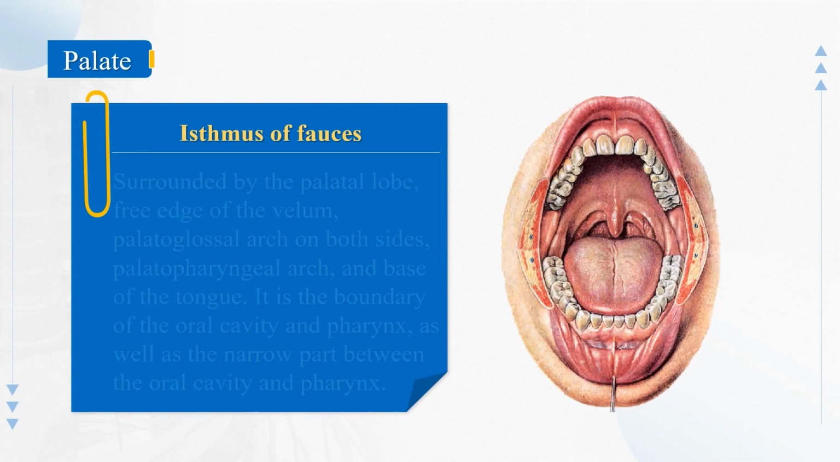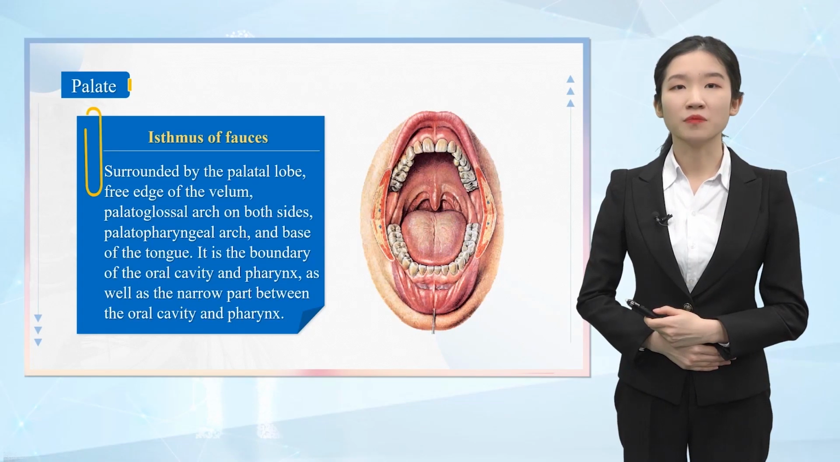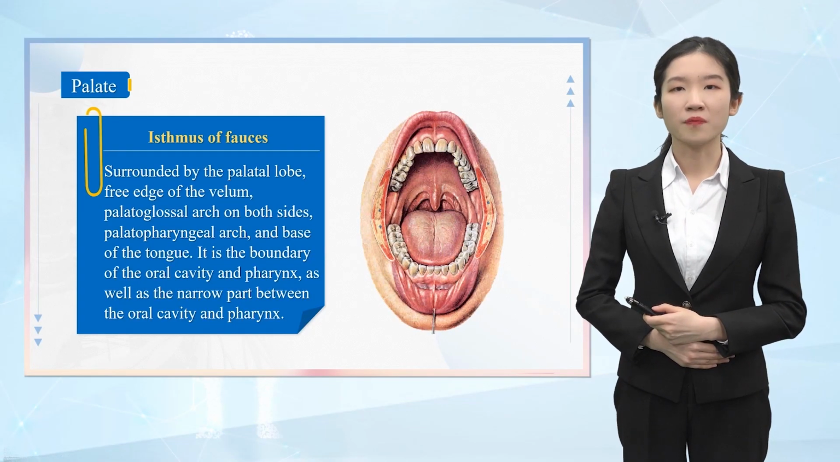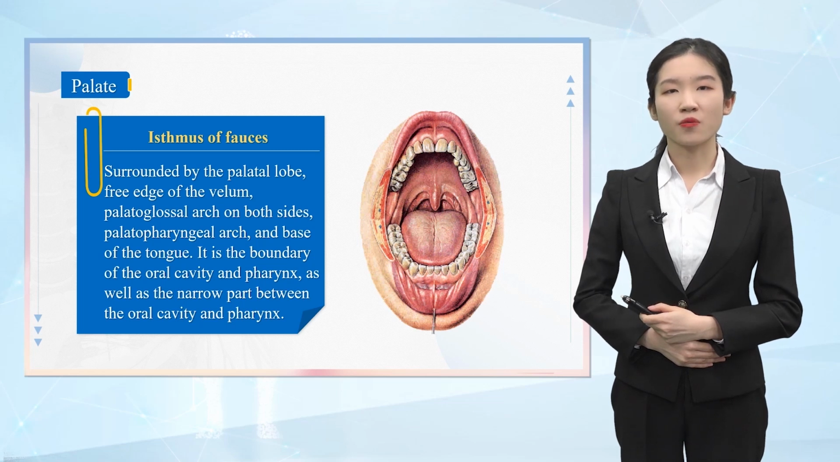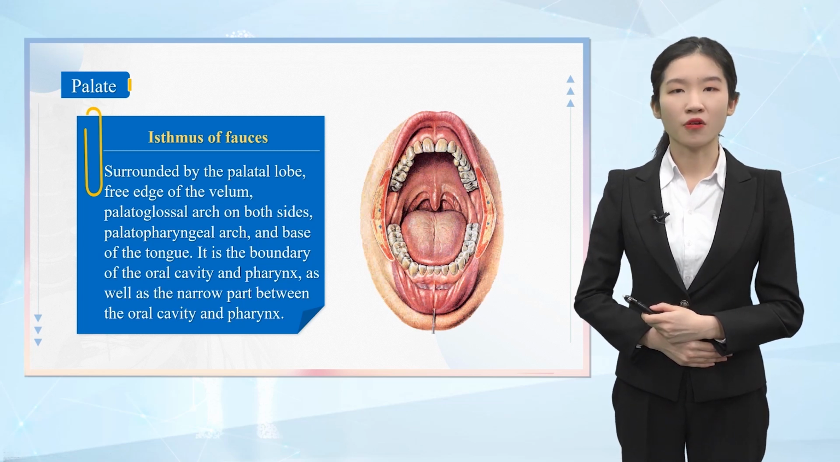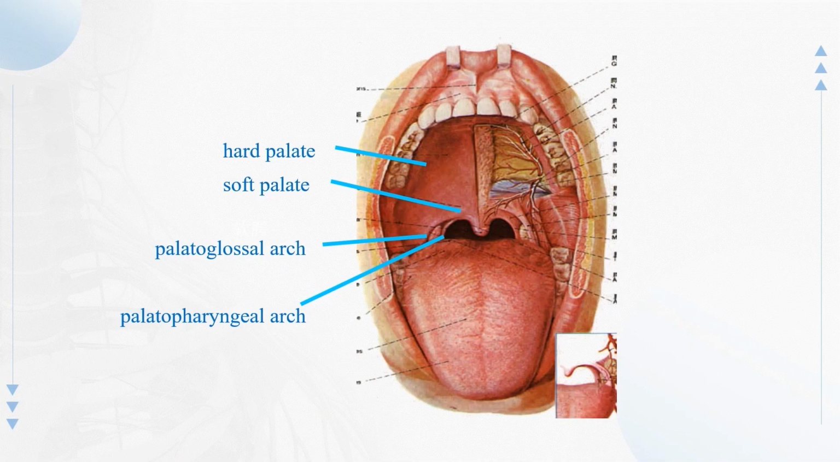Isthmus of Fauces. It is surrounded by the palatal lobe, fore edge of the velum, palatoglossal arch on both sides, palatopharyngeal arch, and base of the tongue. It is the boundary of the oral cavity and pharynx, as well as the narrow part between them. We can deepen our impression through this picture. In this picture, we can see hard palate, soft palate, palatopharyngeal arch, and palatoglossal arch.